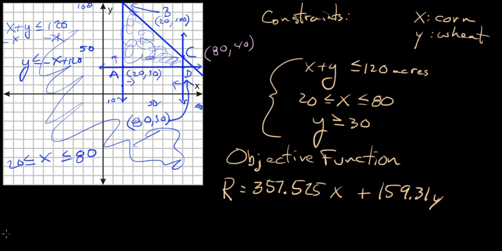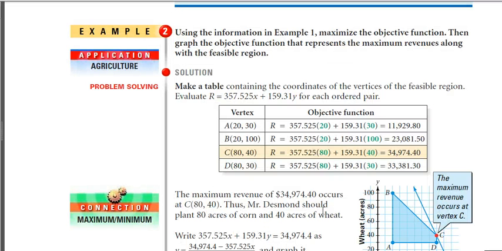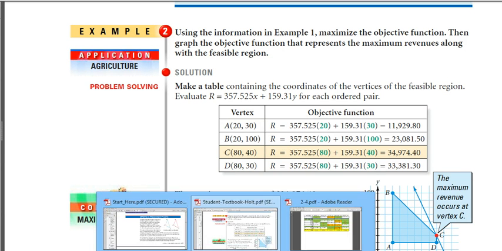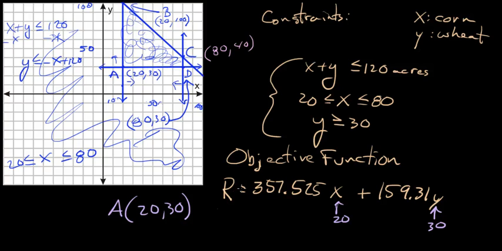Like, for example, point A is 20, 30. And so we just plug in 20 and 30 for here, and we come up with a value for A. And looking back at the book, at point A, the value is $11,929.80. That's what he can earn for planting this much corn and this much wheat. And that's basically how that works, okay?